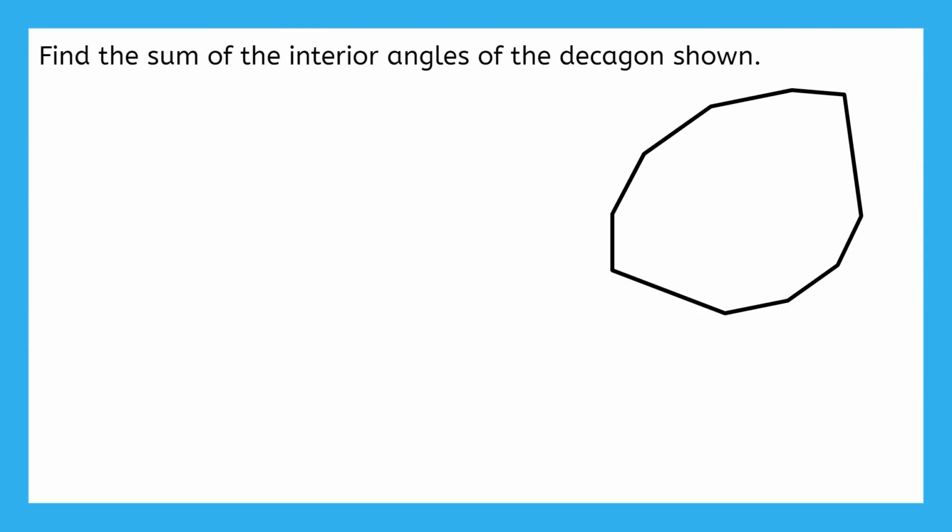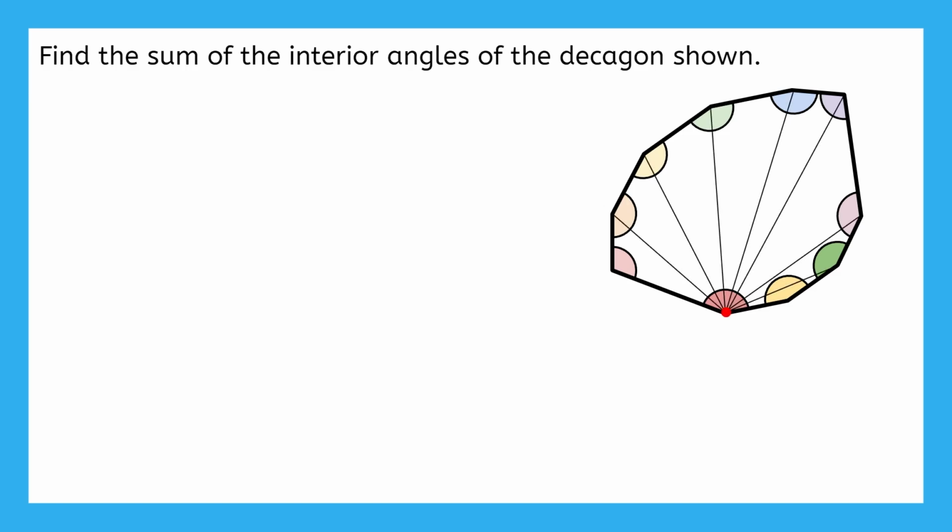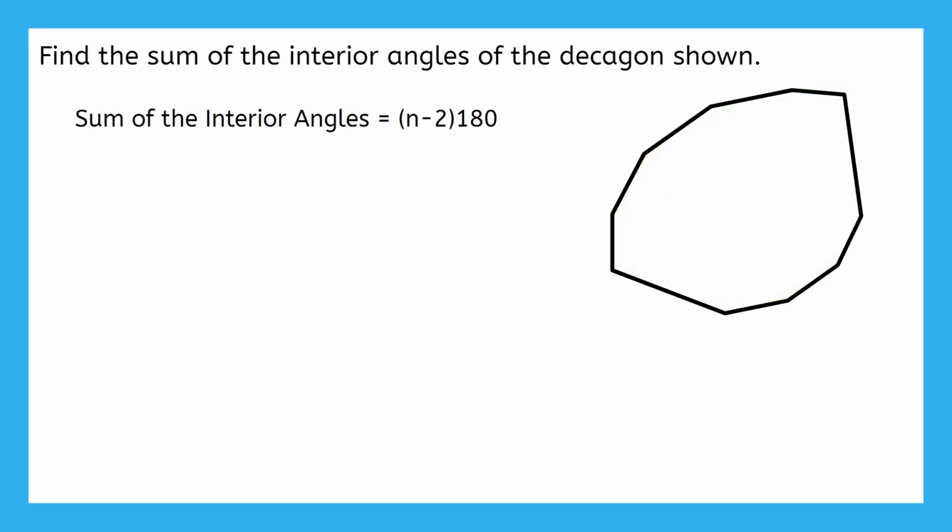Now let's use that formula to solve an example problem. This says to find the sum of the interior angles of the decagon shown. That means we're finding the sum of all of these angles. We could pick a vertex and draw in all the diagonals that come from that vertex, and that would show us how many triangles make up these angles. And then we multiply the number of triangles by 180. Or we could use the formula that we figured out a moment ago. Pause the video and try using the formula we created to solve this.